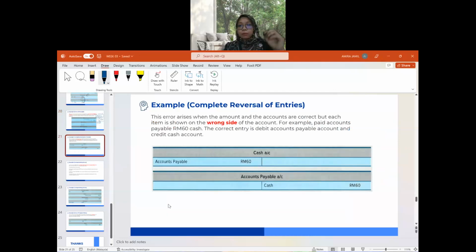And then a complete reversal of entry. Okay, the amount and the account are correct, but each item is shown on the wrong side. For example, paid account payable 60 ringgit cash. Okay, why is this wrong? When we paid account payable, do you record it as debit cash, credit account payable? Is this a correct entry when you pay account payable?